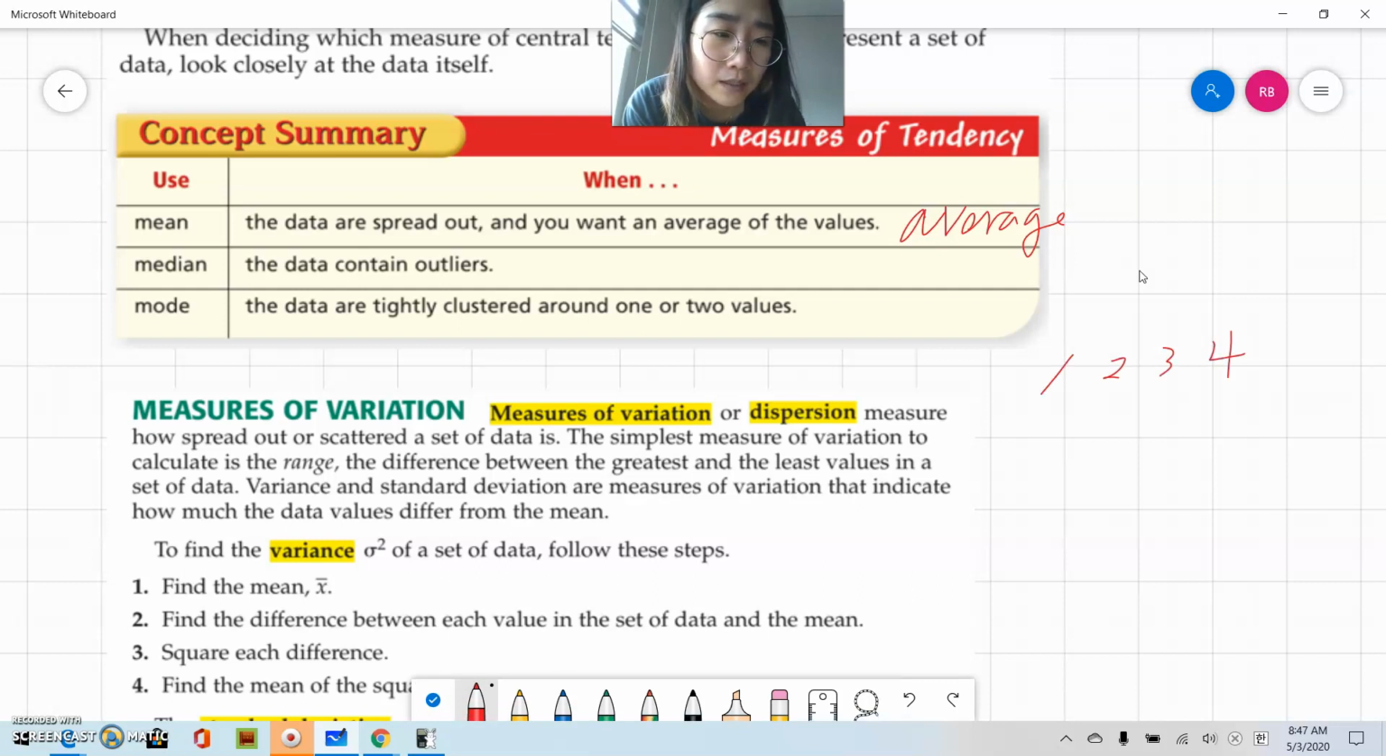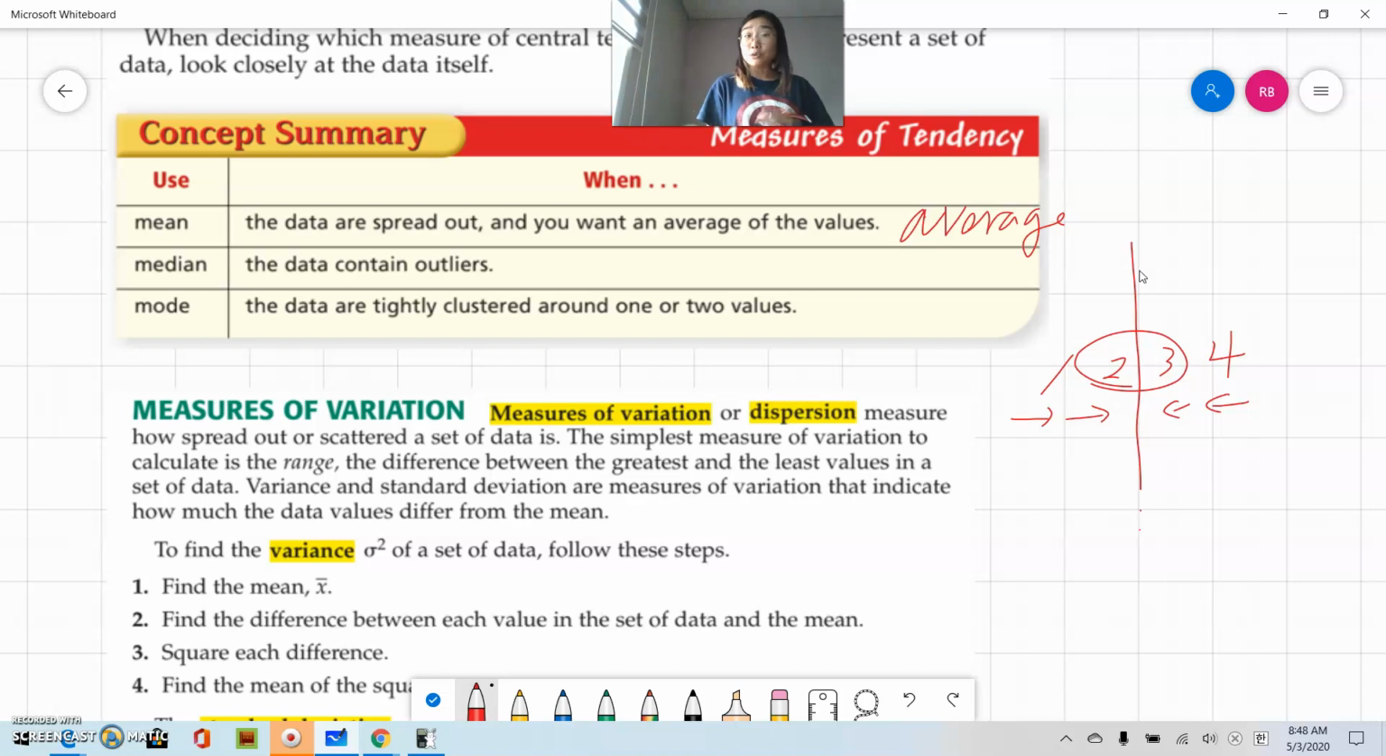So if I go 1, 1, 1, 1, well, the middle of this number is between 2 and 3. So if that happens, you take the average of the two middle numbers. So here, median would be 2.5 because it has to be averaged between 2 and 3. If you add them up, it's 5 divided by 2, it's 2.5.